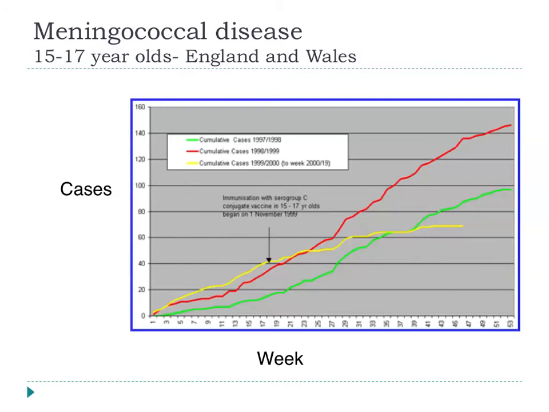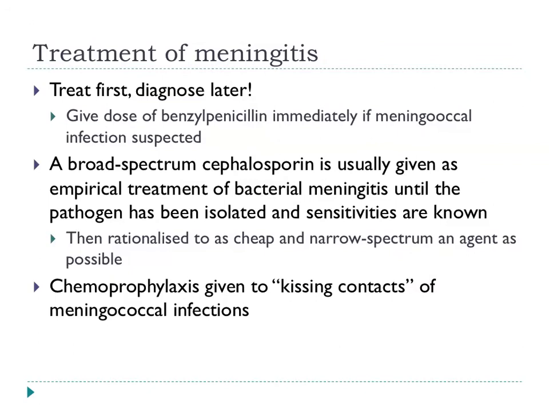So we still have a problem with group B meningococcus. We can't get a capsular vaccine for that, but we have at least in the last 10, 15 years made big progress with that.